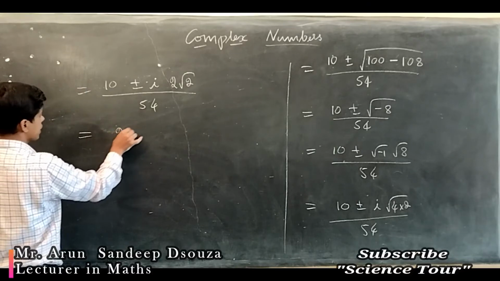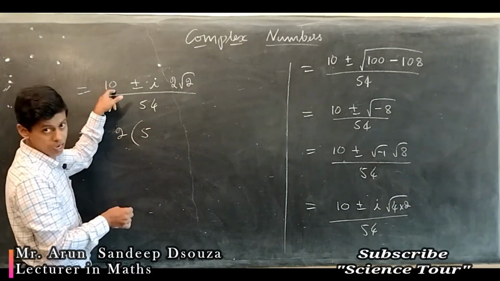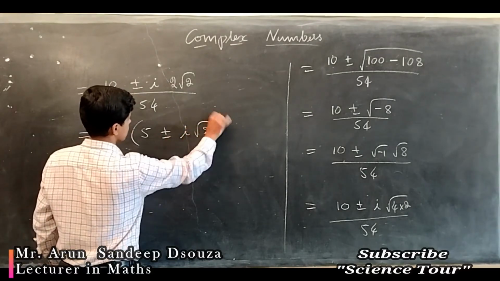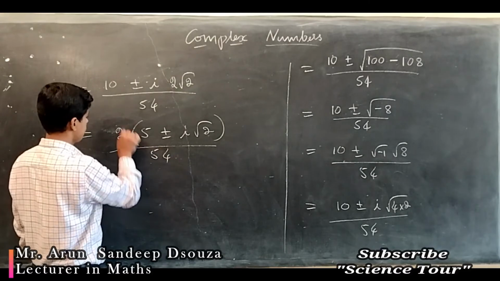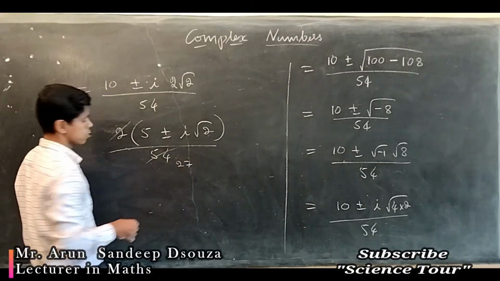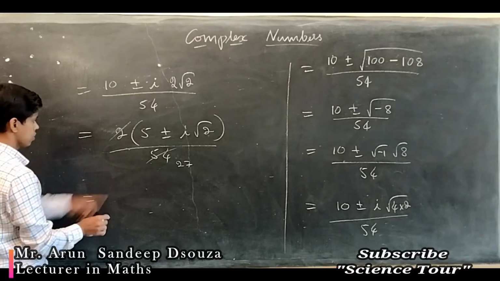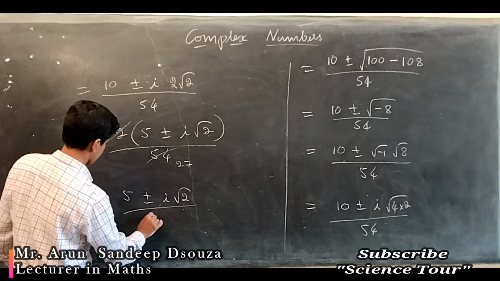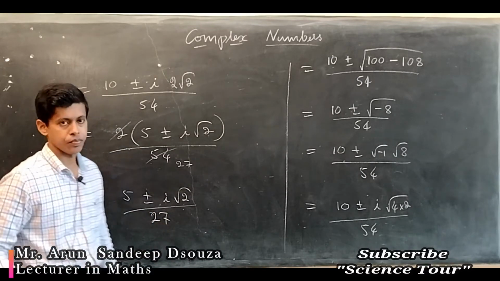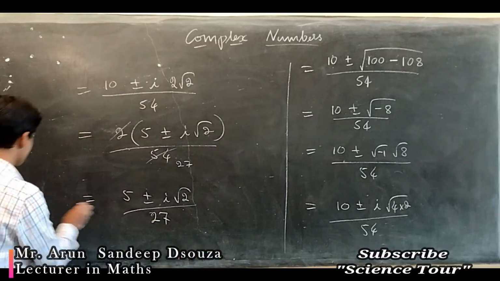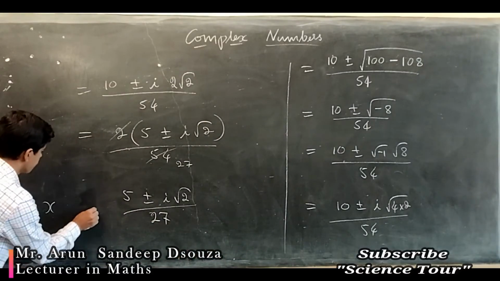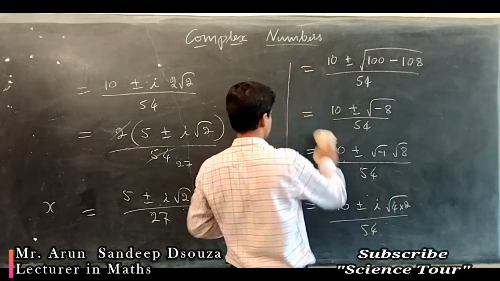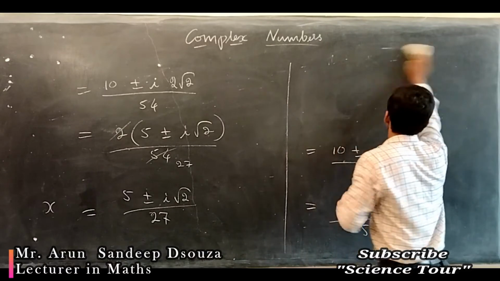Now what you can do is take 2 common and this will be 5 plus or minus, 2 is outside, i into square root of 2 divided by 54, 2 ones are 2, 27s are. Okay, so this is 5 plus or minus i root 2 divided by 27. Okay, so that's the value of x. Now what do you do? Now write the roots finally. Conclude your answer. Solve is the question.